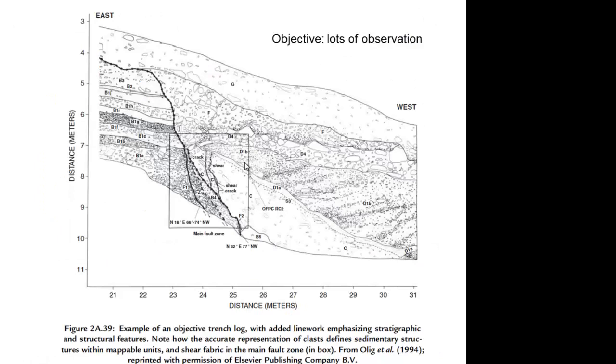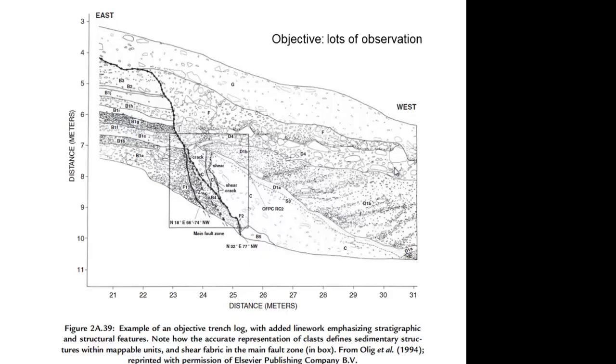But what we prefer is something like this. This is an objective log. It's what did you see? And this provides better support for any interpretation. It's still interpretive, right? Because you have to decide, well, this is an important boundary and this is an important boundary. But the level of detail is much higher, and so we can support our interpretations easily.